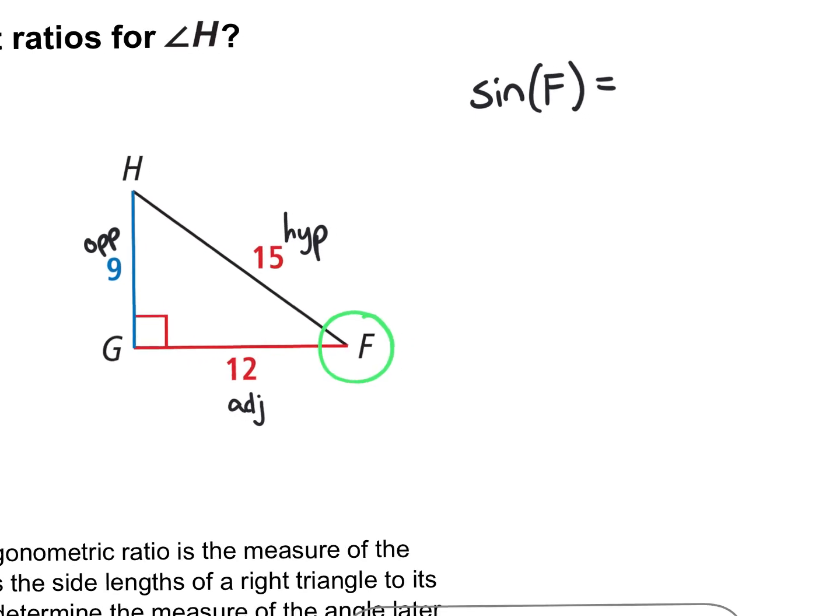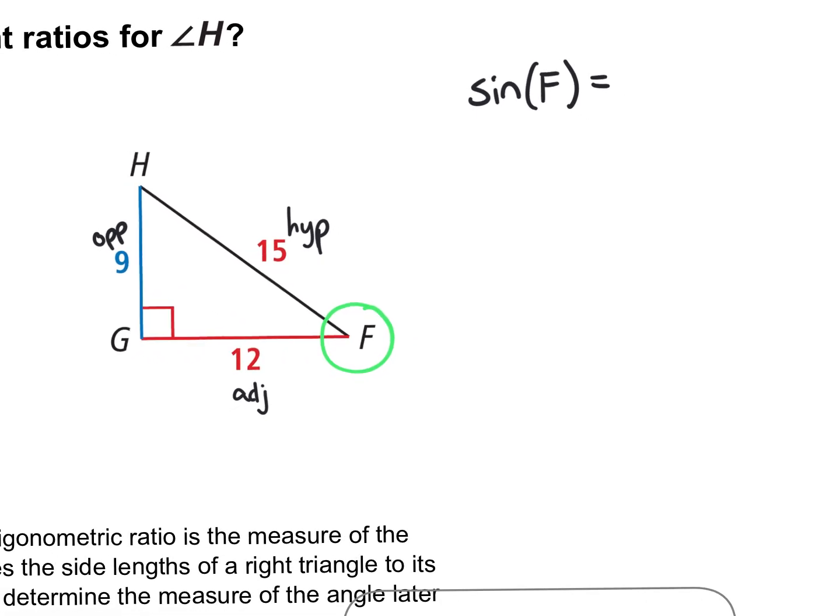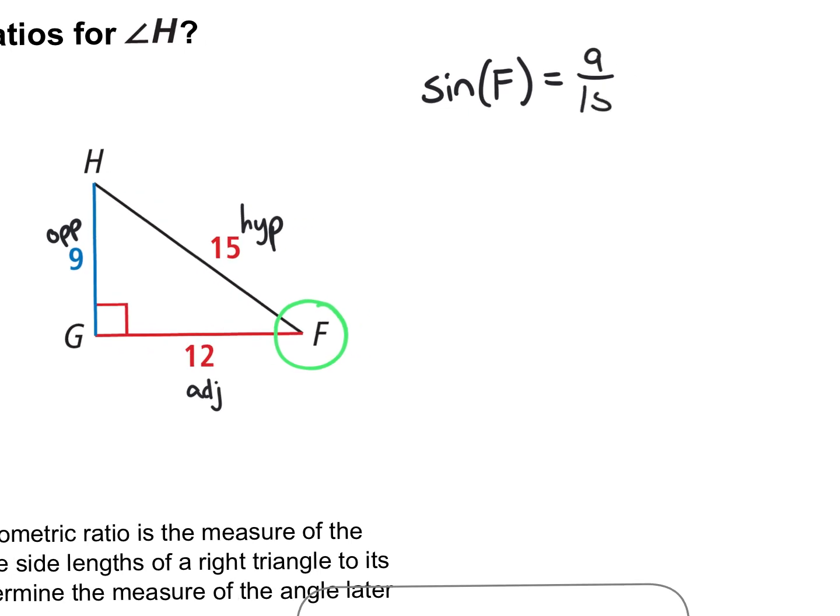Okay? So, sine, SOHCAHTOA, what is my sine ratio? Opposite over hypotenuse. What's opposite? 9 over hypotenuse? 15. Can I leave my answer like that? No, we want to reduce when we can. What can I divide both of these by? 3 to get 3 over 5.